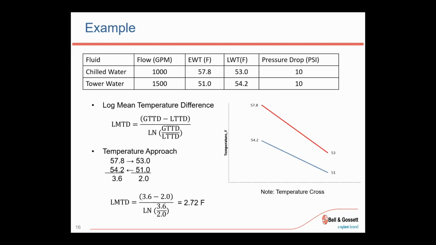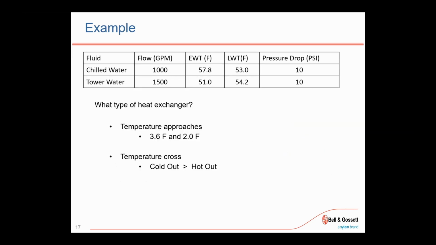Here's something that will pop up in a lot of the different software: it'll give you a bit of a visualization of this temperature cross. So this is the given situation where we have the existing approach temperature. We look at the difference between the 57.8 and the 54.2 versus the 53 and the 51. Between the 53 and the 51 gives us a 2-degree approach. Now, if we were to increase the approach to a 3-degree and a 2-degree.